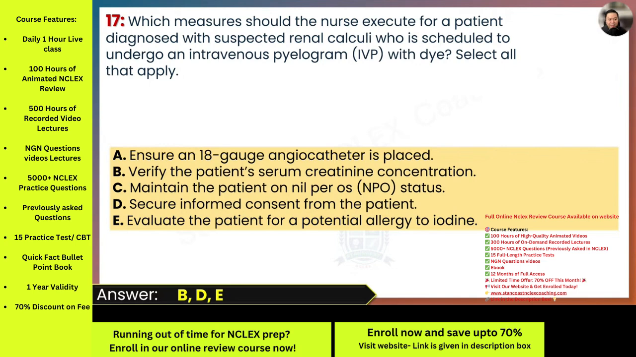All right, so why is letter A incorrect? Ensure an 18-gauge angiocatheter is placed. We know that the venous catheter is required during the IVP, but there is no universal rule that the catheter must be specifically 18-gauge, all right? And so the size of the catheter typically depends on the institutional protocol or the patient's vein size. So there is no specific gauge that is going to be required for this procedure.